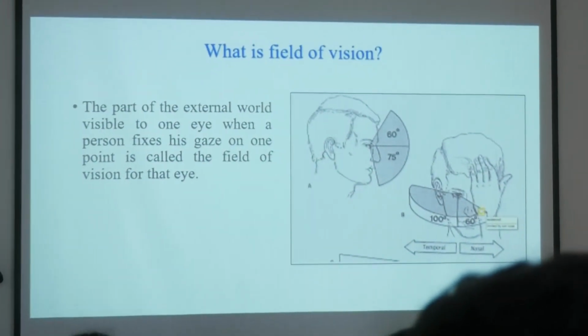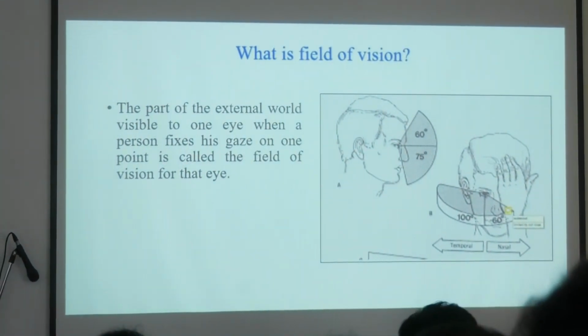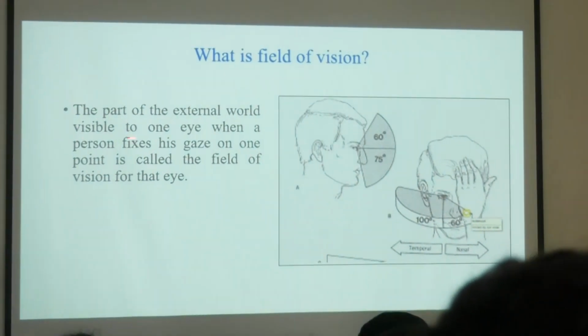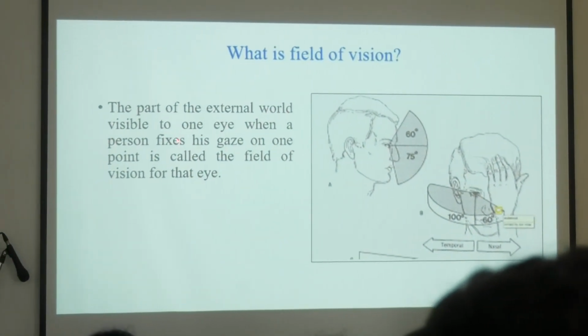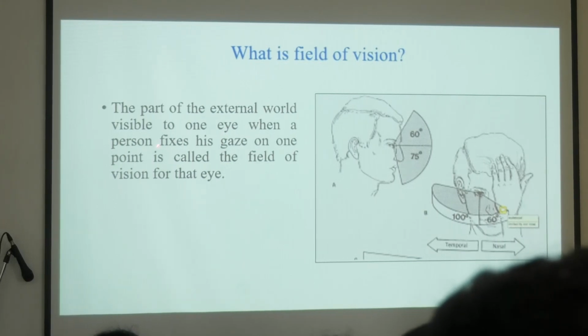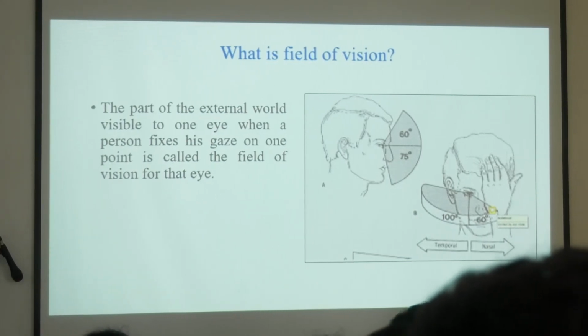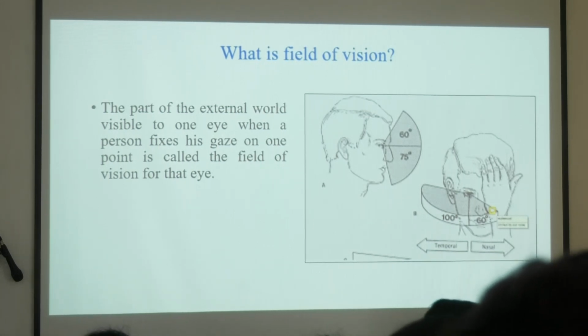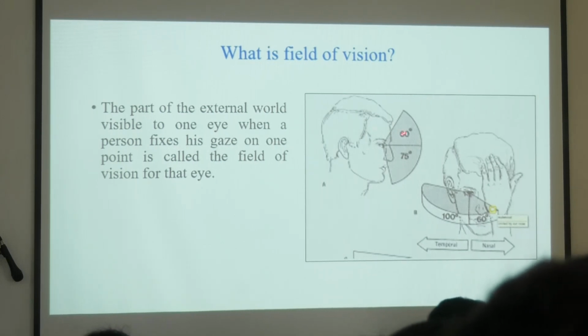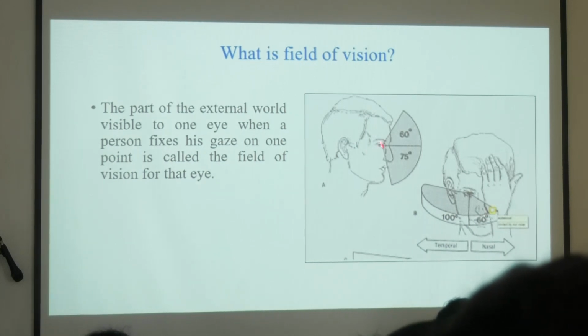Next, field of vision. Here we have the normal field of vision. The part of the external world visible to one eye when a person fixes his gaze on one point is called the field of vision for that eye. Say, for example, in this subject, the left eye is closed and the person is seeing only with the right eye. Above, up to 60 degrees the person is able to see, and below, up to 75 degrees. It is in the vertical axis.